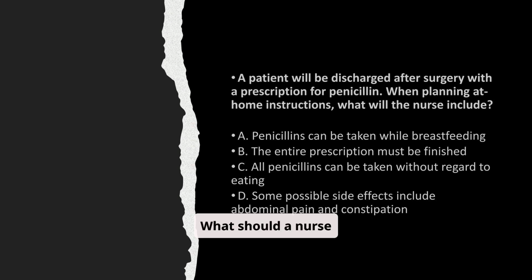What should a nurse include in at-home instructions for a patient being discharged with a prescription for penicillin? Correct answer: B. The entire prescription must be finished. Stopping antibiotics early, even when you feel better, can lead to relapse or resistance. Always finish the full course, unless told otherwise by a provider. Tip for teaching: explain the why. Patients are more likely to comply when they understand the reason.